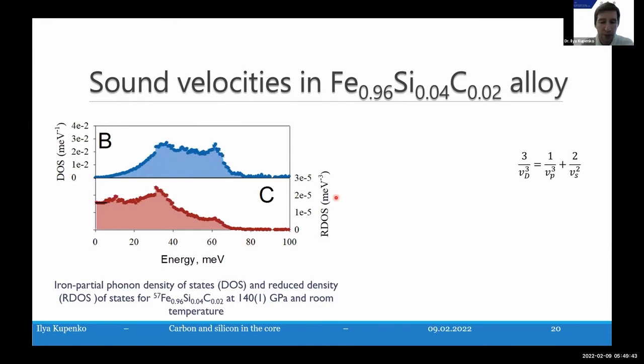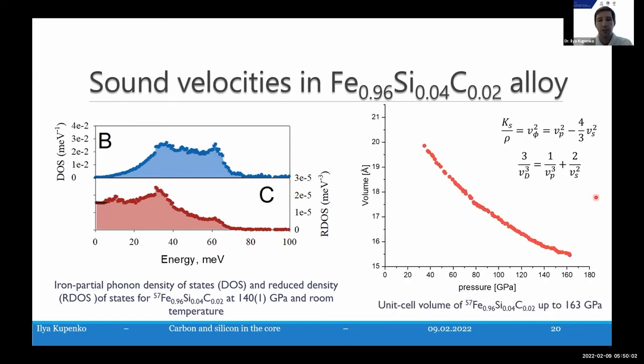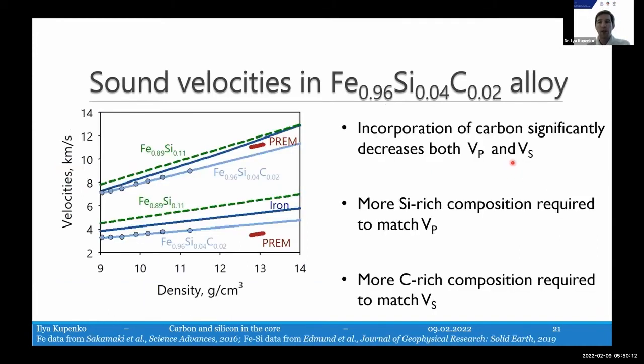After determining the temperature effect in a pure iron carbon system, we switch to the iron silicon carbon alloy. So once again, you can see the density of phonon states and reduced density of phonon states from which we can determine the Debye sound velocity. We complemented this study with room temperature compression data to determine the bulk modulus and density. Here you can see the Birch plots compared to pure iron and iron silicon alloy. We can see that in comparison, carbon significantly decreases both compressional wave and shear wave velocities.